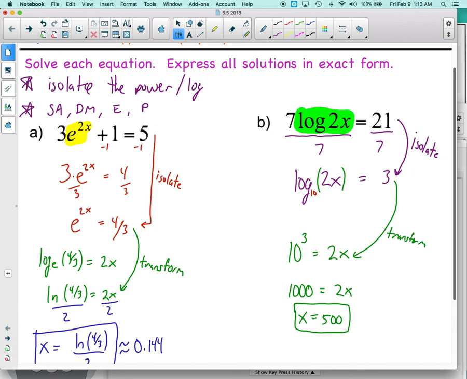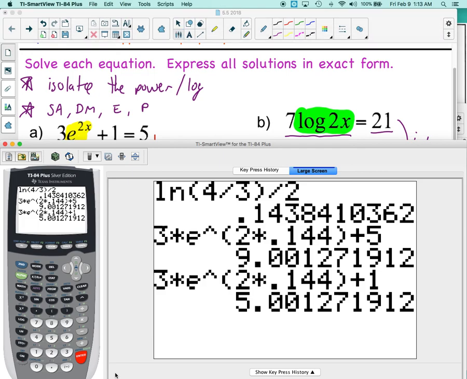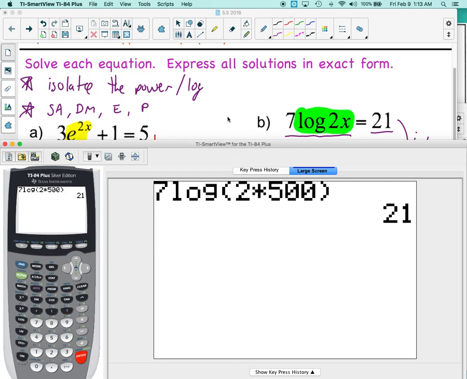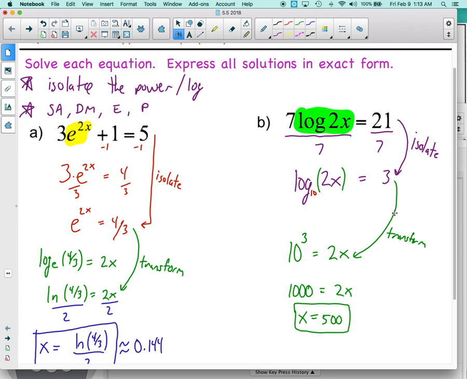And again, if you wanted to check to make sure that was true, I can go to the calculator and see if I can do this correctly this time. So we have 7 log, and then remember the 2 and the x are both inside the parentheses, so 2, and then we said x was 500. And then this should equal 21 when I hit enter. Boom, all right, the answer was right. Okay, so there's the first 2 examples. You can go on to the next video for the next set.